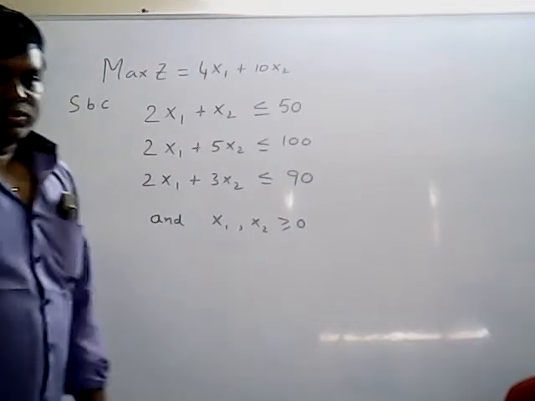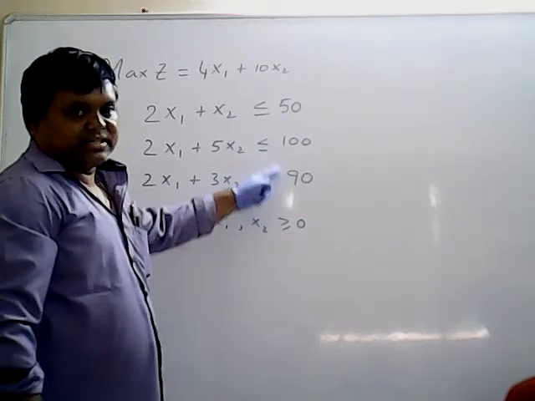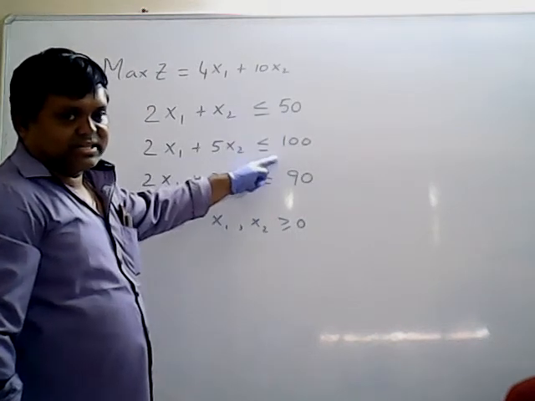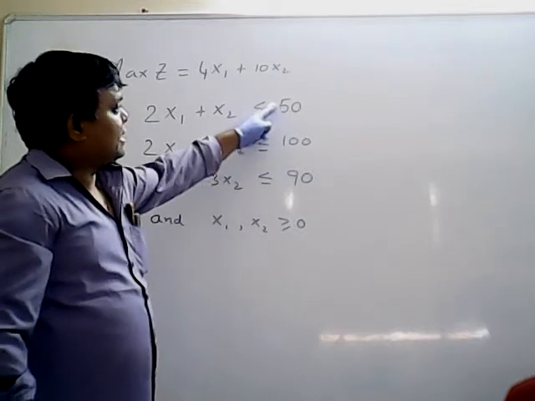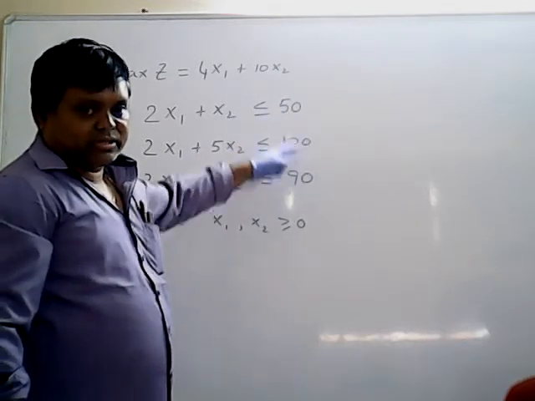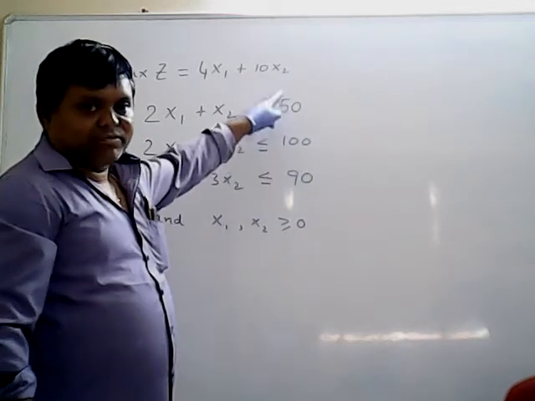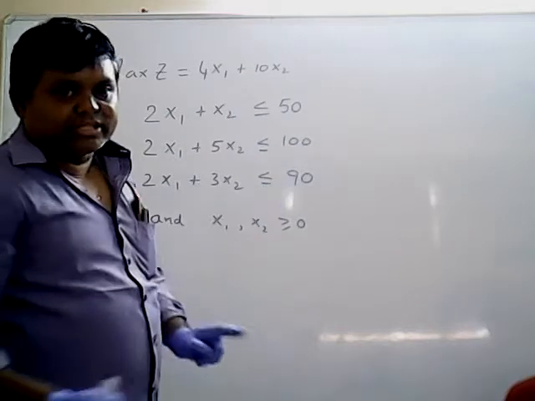Next, step number two. Step number two is nothing but check the right hand side values of the constraints. What is step number two? Check the right hand side values of the constraints. If all the values are positive, ignore step number two.